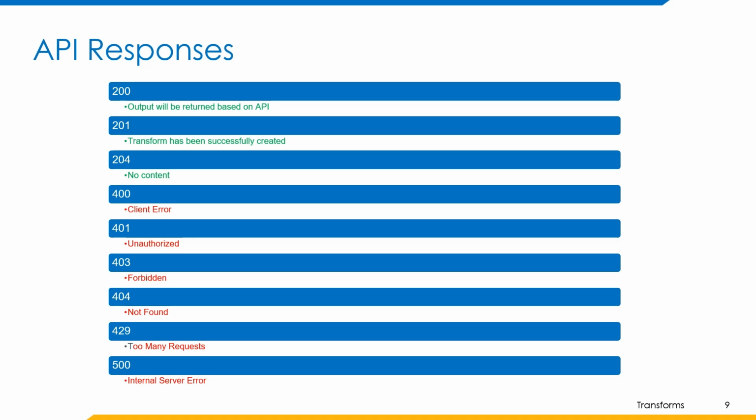429 indicates too many requests, which means there are too many requests in a given period of time. The retry after header in the response includes how long to wait before trying again. 500 indicates internal server error, returned if an unexpected error occurred. As we understood about API responses, let's move to the next part to discuss use cases and some transform operations.